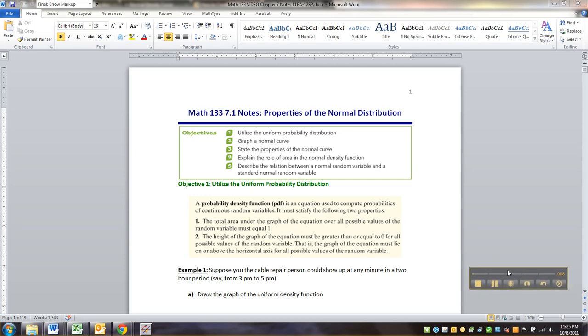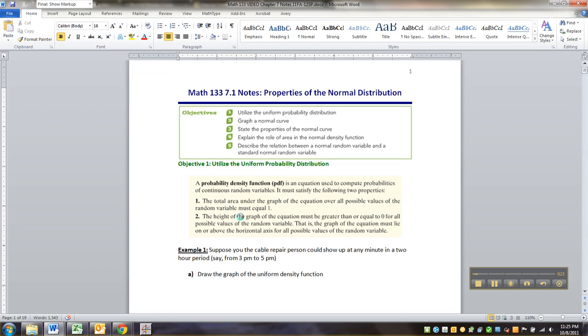All right, so we're going to be moving into chapter 7, which is the normal probability distribution. But first thing we're going to do is deal with just any continuous probability distribution function. In particular, we're going to start off with the uniform probability distribution function. So let me take a moment and remind everybody what a uniform distribution is.